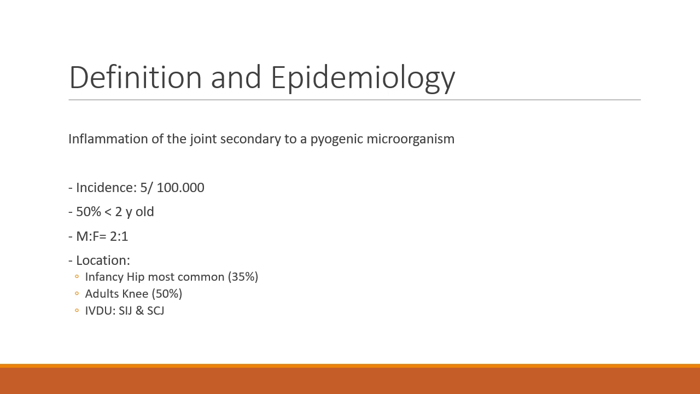It can happen at all synovial joints. During infancy, the hip is the most common joint to be affected. About 35% of septic arthritis happens in the hip joint. In adulthood, the knee is the most common joint with septic arthritis. 50% of septic arthritis in adults happens in the knee joint. The sacroiliac joint and sternoclavicular joint are the most commonly affected in IV drug abusers.